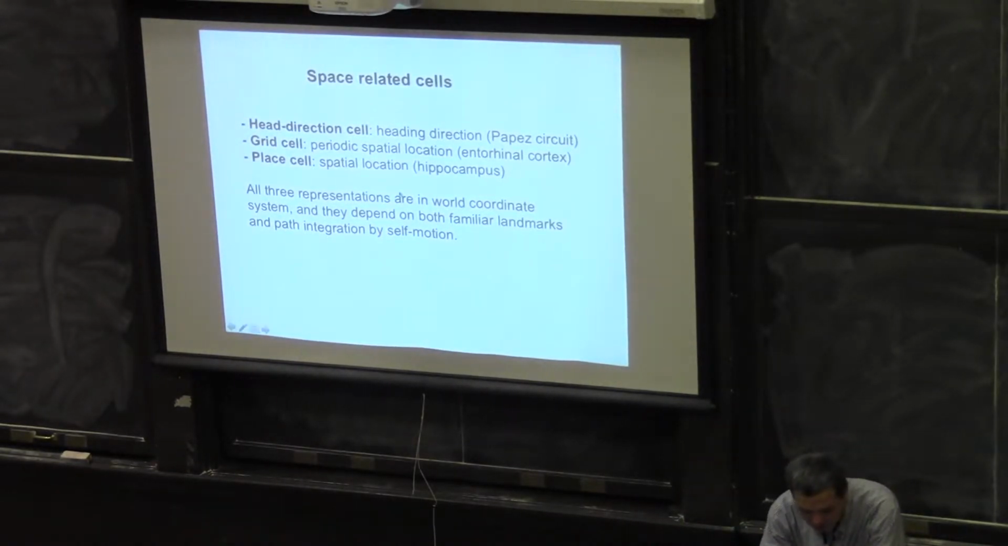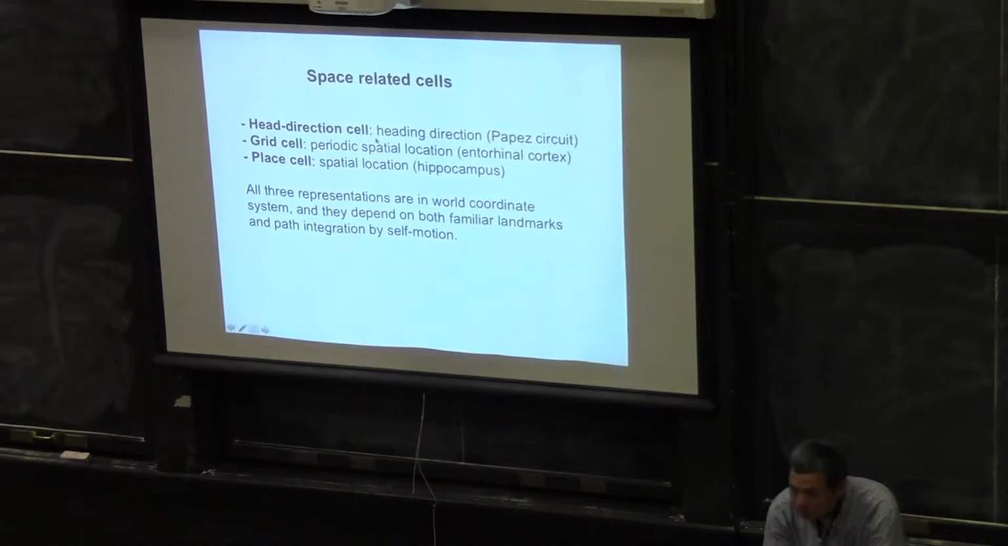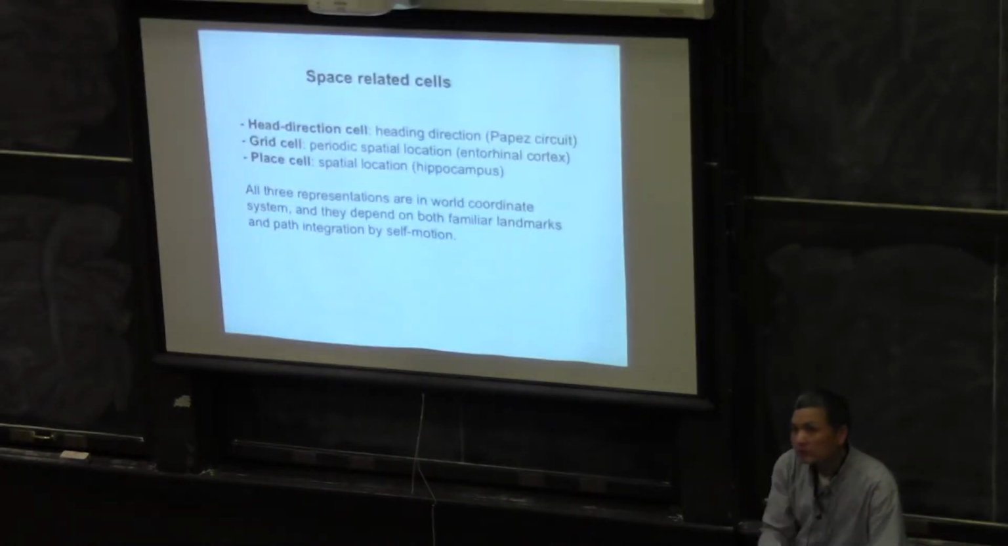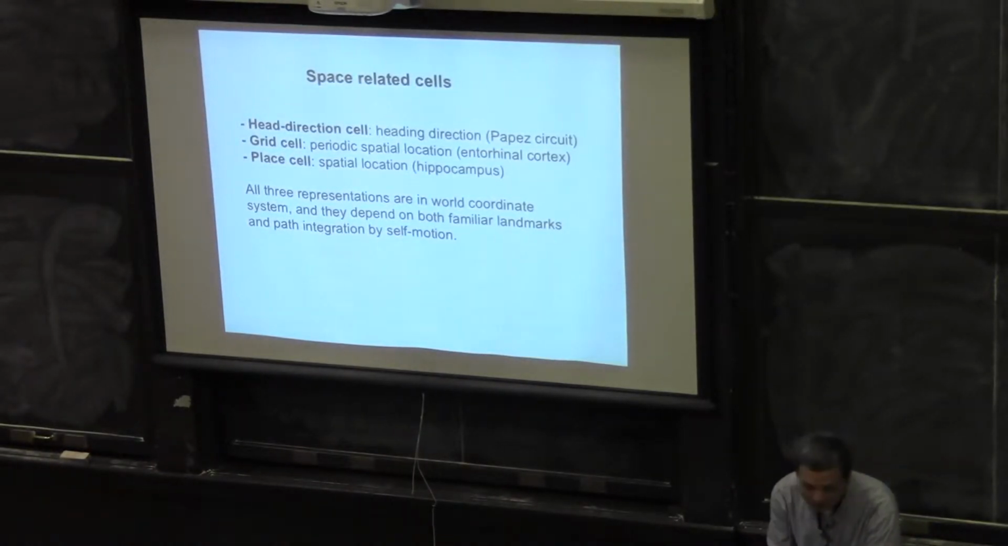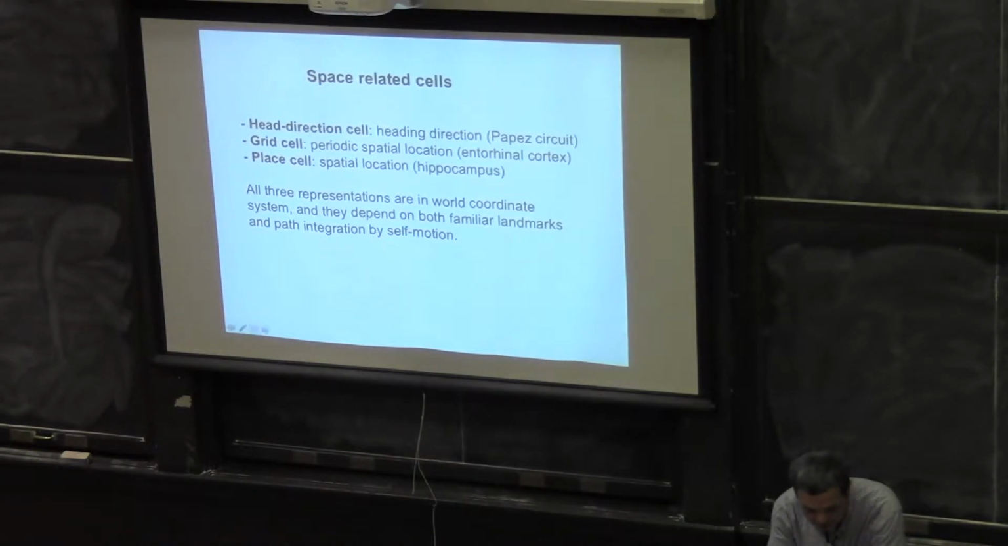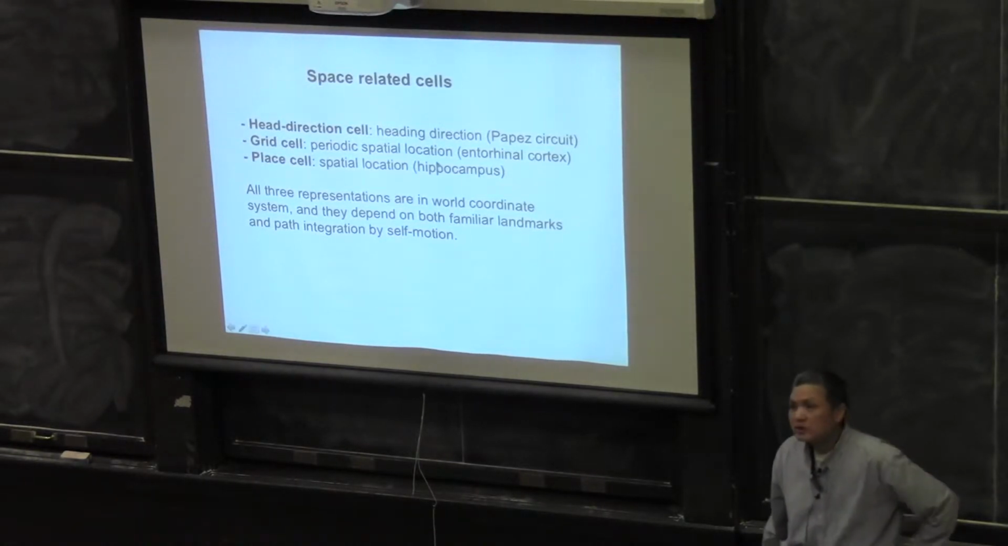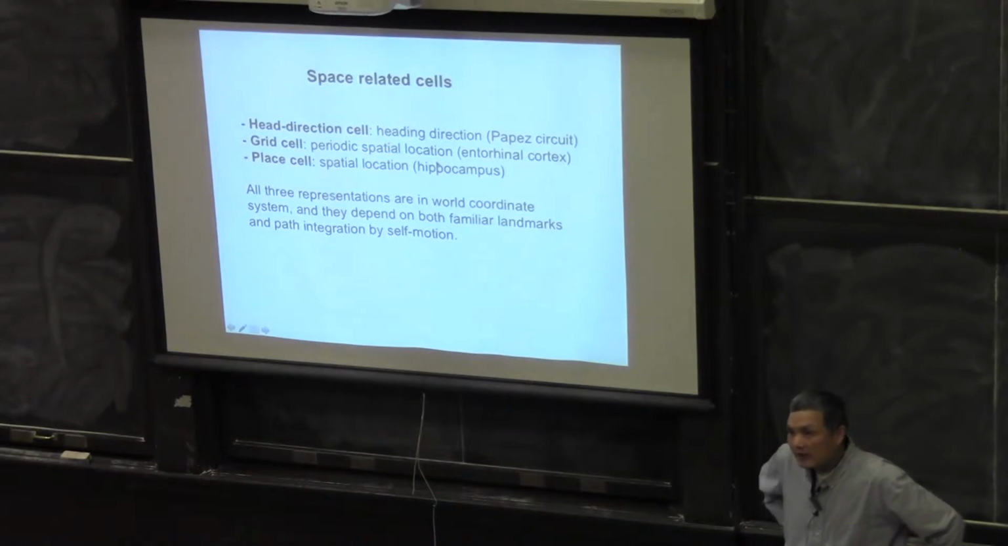There are another two types of cells. One is the head direction cell, which is like a compass direction, the compass direction of the heading of the animal. And there is also the grid cell. A grid cell is a periodic cell. It's like a tiling of the environment. So kind of totally unbelievable.